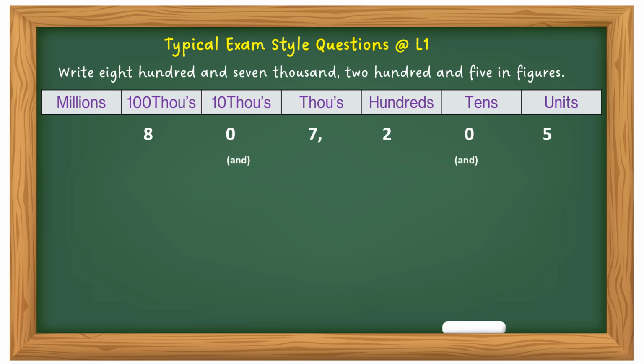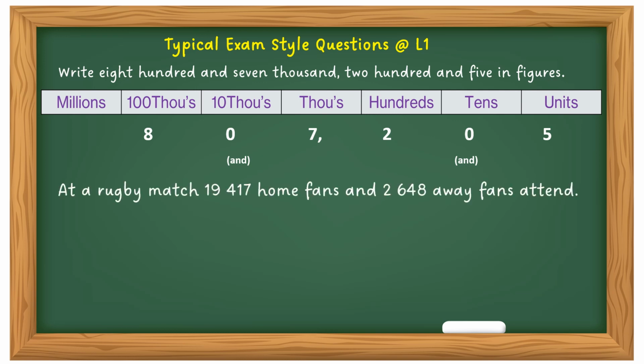All right, and there, as you can see, is where the word "and" comes in handy when you're writing something that's written into a number. Now, for example, a rugby match: 19,417 home fans and 2,648 away fans attend. Okay, align the numbers to their place value.